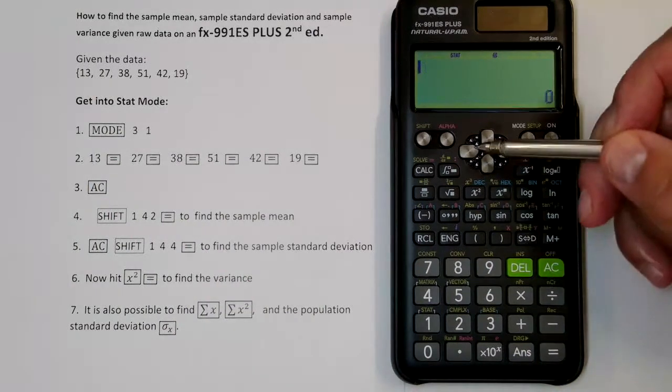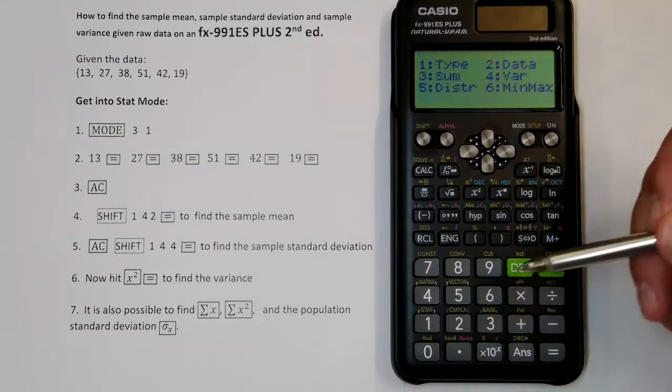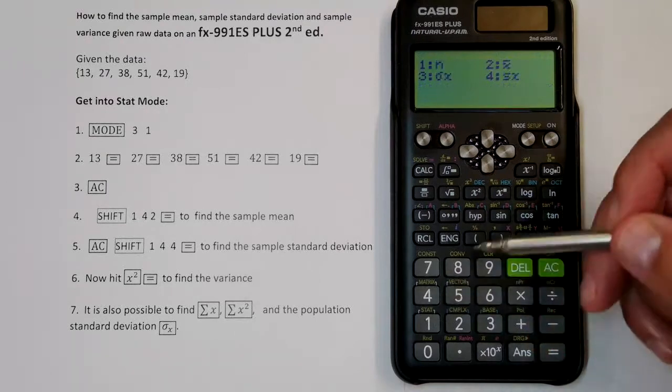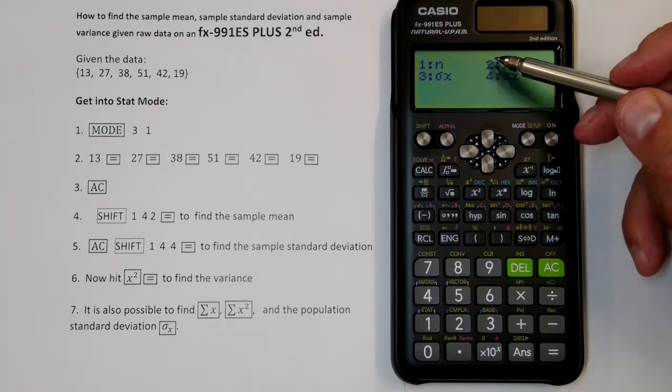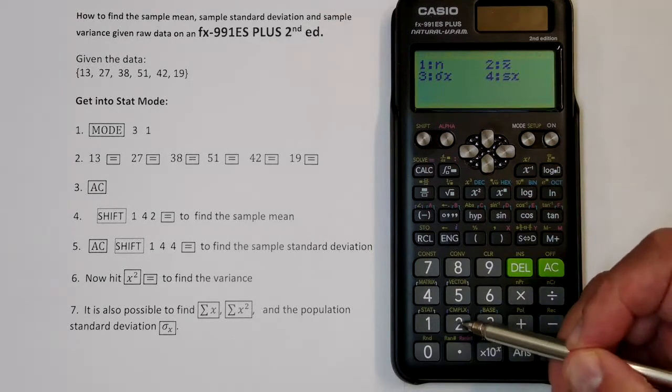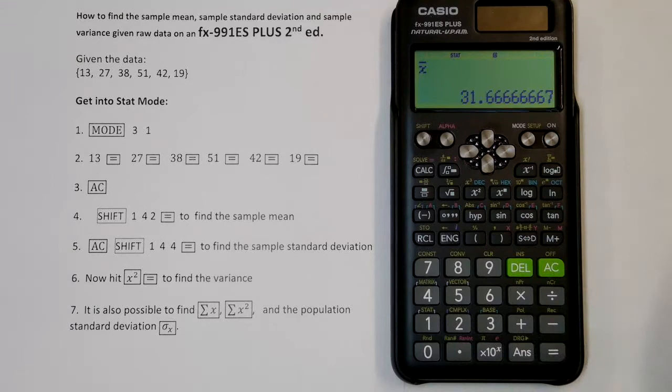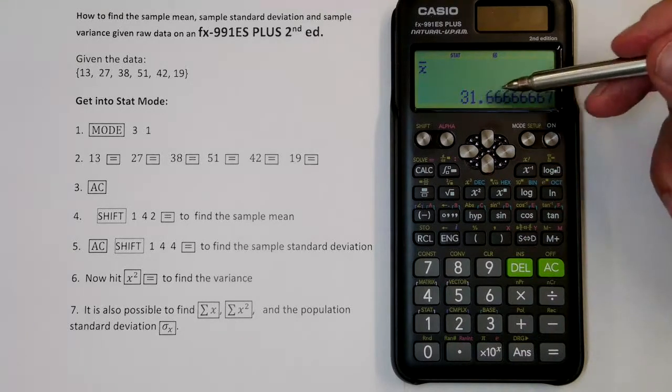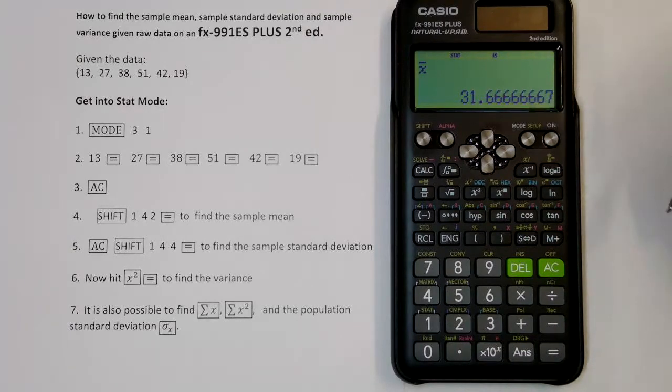Now I have to clear that, Shift 1 again, number 4. And so number 2 is X bar, which is a sample mean. So if I hit 2 and equal, don't forget equal, the mean of those numbers is 31.66666, etc.